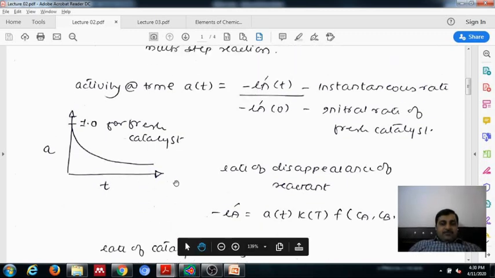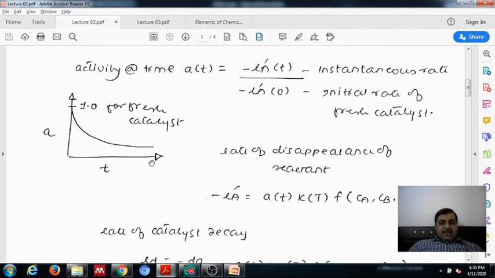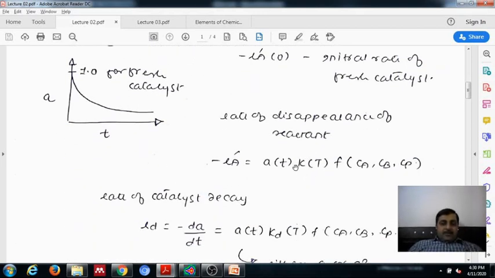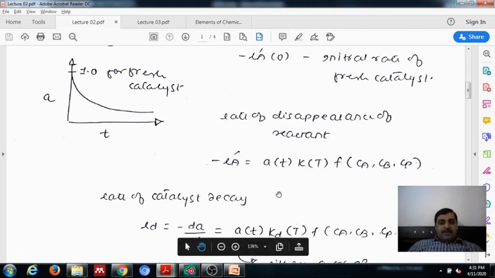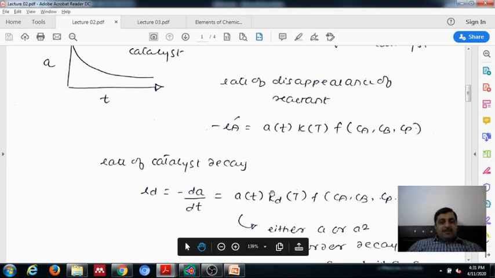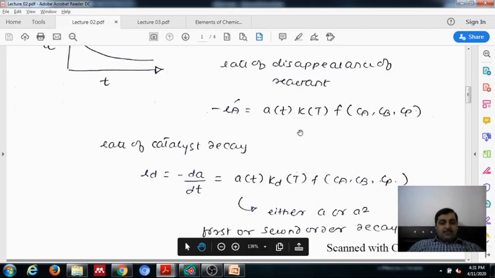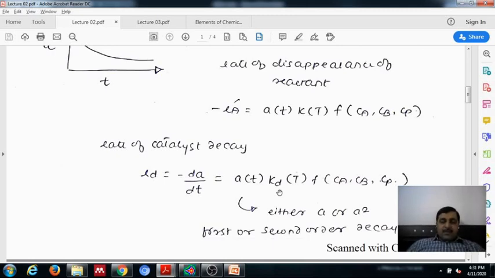Now, for the rate of disappearance of a reactant when I am talking of non-separable kinetics, in addition to the rate constant, which is a function of temperature, and the concentration of the species, it depends on the activity of the catalyst. As this is a coupled one, we have a rate of catalyst decay or deactivation rate as well. This comes through dA by dt as a function of A times Kd. Kd is the rate constant for deactivation or decay of the catalyst, A is the activity of the catalyst, and this is a function of the species.